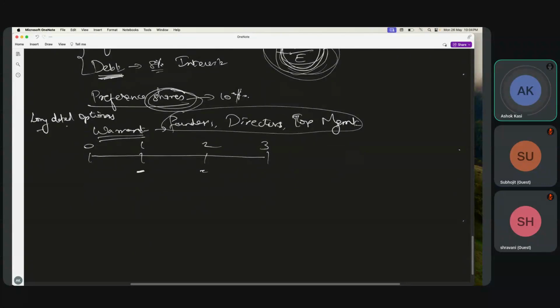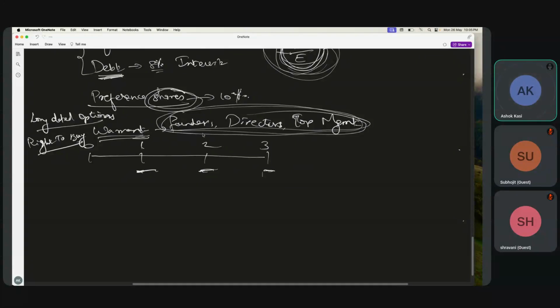Yeah. But then shortly, if I say it is giving you the right to buy, right to buy. So here, these investors or these founders, directors, top management, they will invest money into the company. In return, company is not going to give them any interest. Company is going to give them warrant, and warrant does not pay any interest.